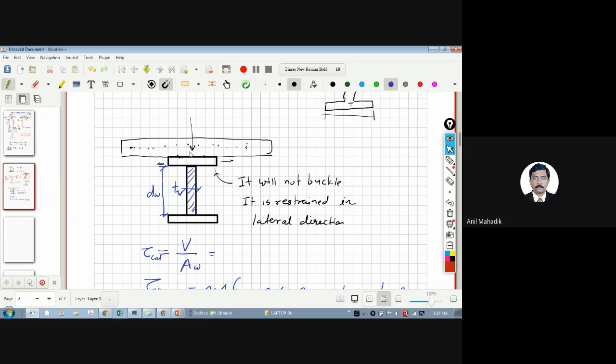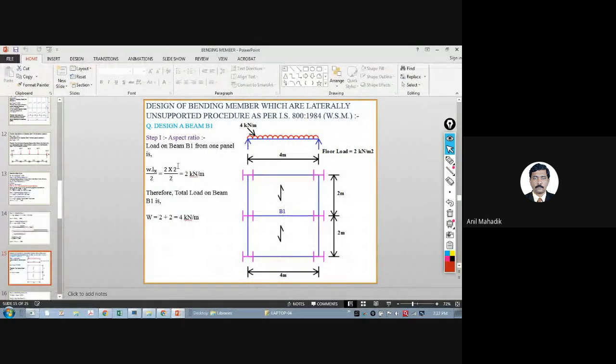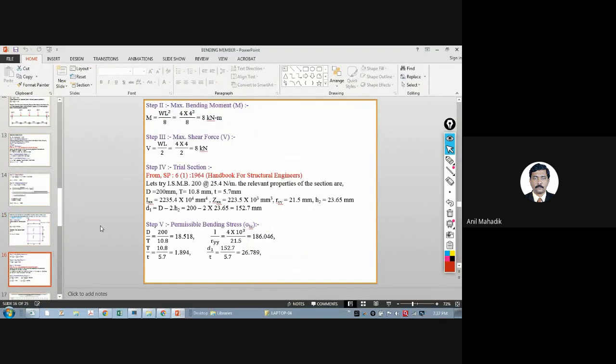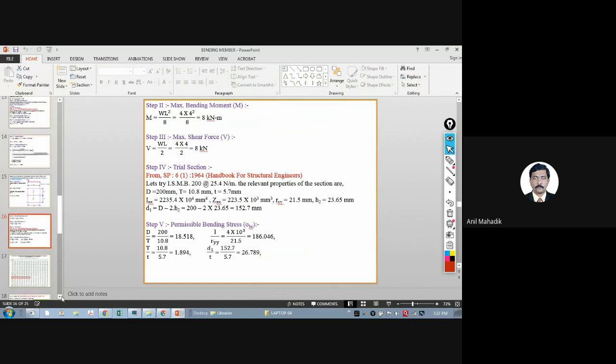Because I'm not connecting this to the slab. So there is no restraint here. So that means it may buckle like this, like this. It will buckle like this. As it is buckling, that means we should now take care of the compression part. So the permissible stress in compression will be governed by the buckling, that is slenderness ratio. So the problem is same, the load is same. That means bending moment will also be same, shear force will be same. Only the permissible stresses are different in this case.